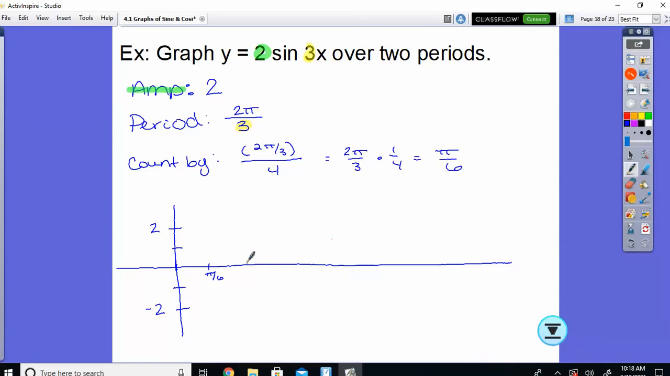If I add pi over 6, that's 2 pi over 6, which is like pi over 3. Plus pi over 6, that would be 3 pi over 6, which is pi over 2. Add pi over 6, that would be 4 pi over 6, which is 2 pi over 3. You notice, those are my 5 points. I said my period was 2 pi over 3, and my graph ended at 2 pi over 3. So that's a good sign that I haven't messed up anything. Have I lost anybody yet?